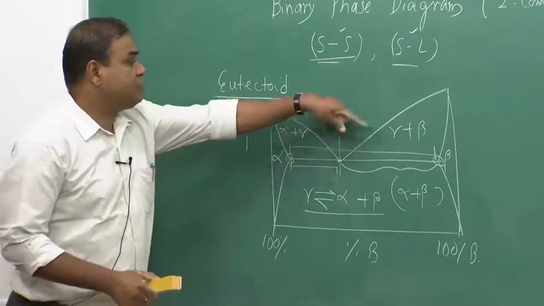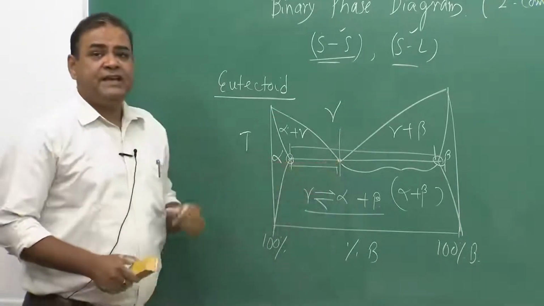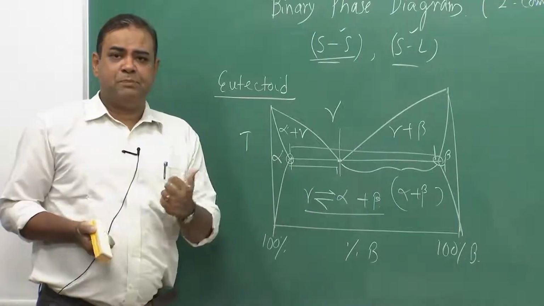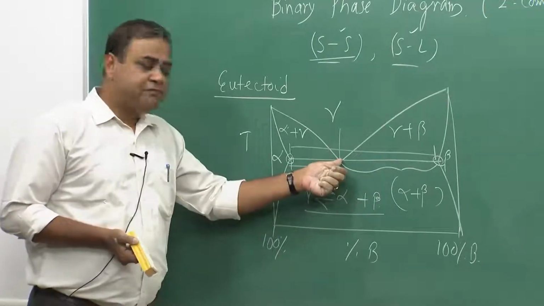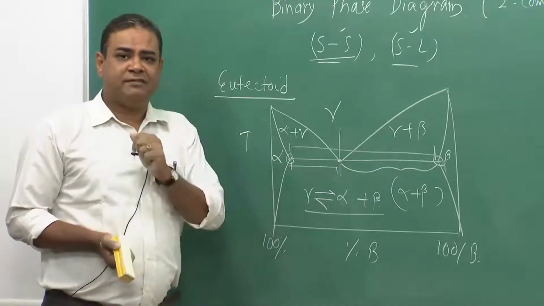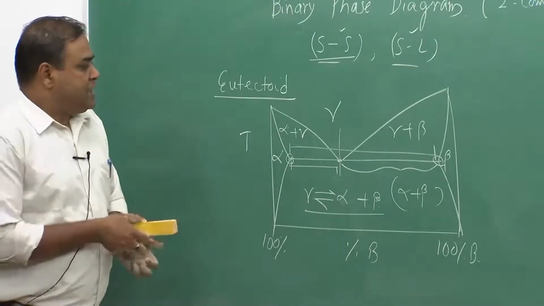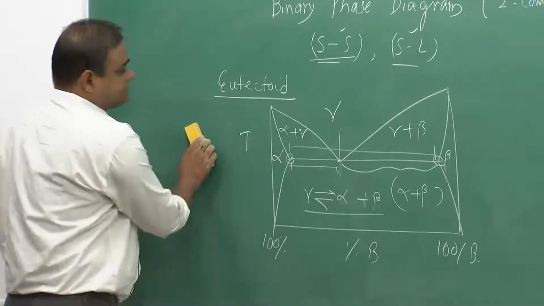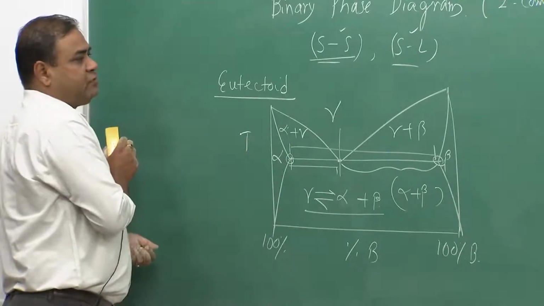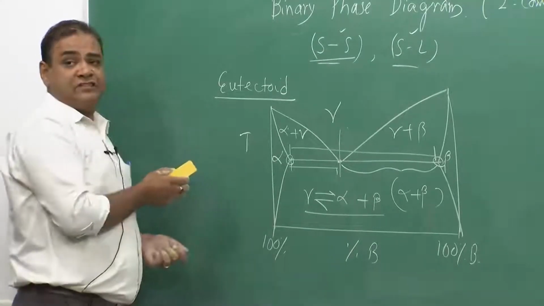And you can also calculate the degrees of freedom at different points, and you will see at this point it becomes invariant because F becomes 0. So, there are 3 phases, 2 components and one external variable. So, F becomes 0. So, let us get to the iron carbon phase diagram.